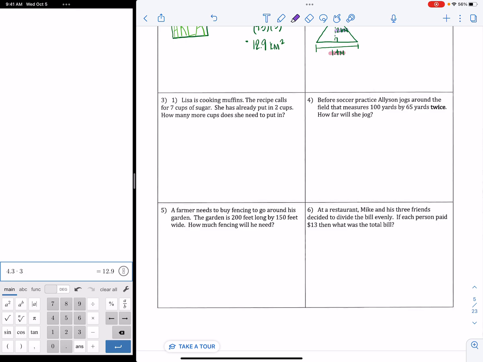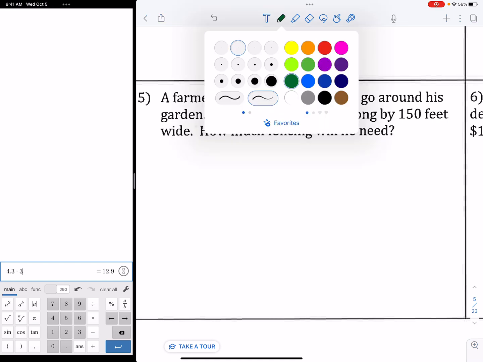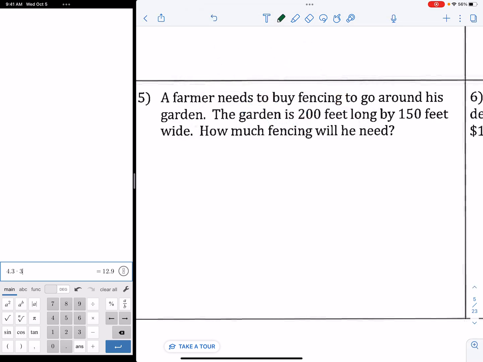Number 3 shouldn't be a big deal. That is straight up subtraction. 4 and 5 are similar problems. So we'll pick one of them. We'll look at 5. The farmer needs to buy fencing.